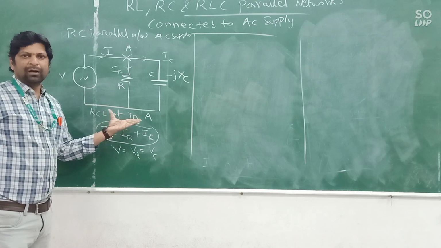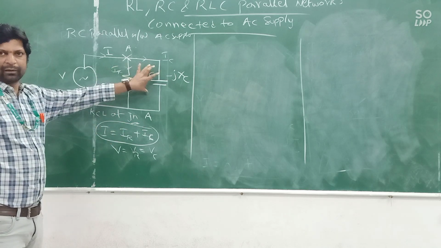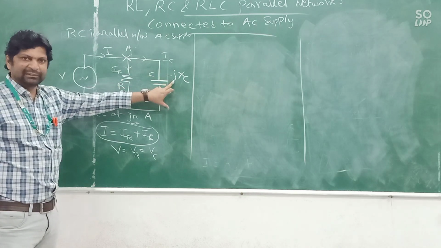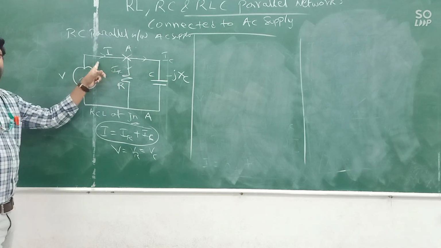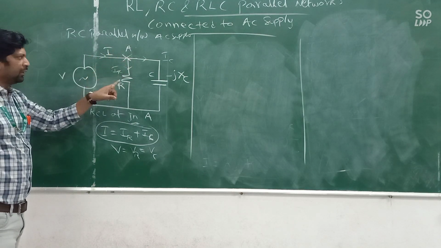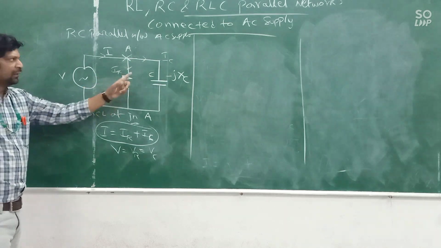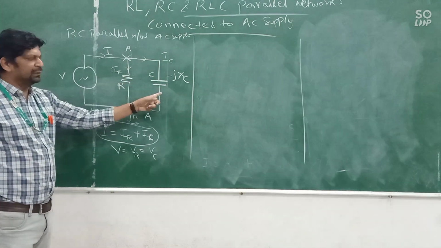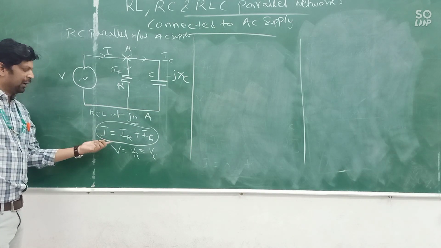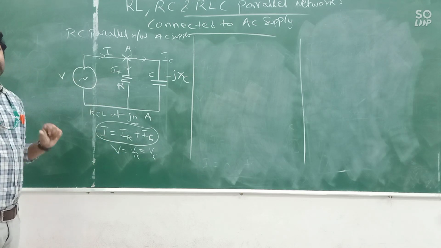This is my RC parallel network which is connected to AC supply. So this is my resistor, this is my capacitor, which is called as minus JXC. The supply current is I, this is the junction. So I is the incoming current, outgoing currents are IR and IC. IR is the current flowing through the resistor, IC is the capacitive current flowing through the capacitive reactance XC. If I apply KCL at junction A, I is equal to IR plus IC.